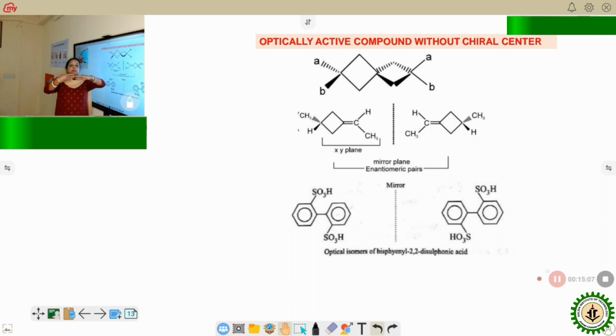They generate molecular chirality and a non-superimposable mirror image compound. So we can say this compound is optically active without a chiral center.